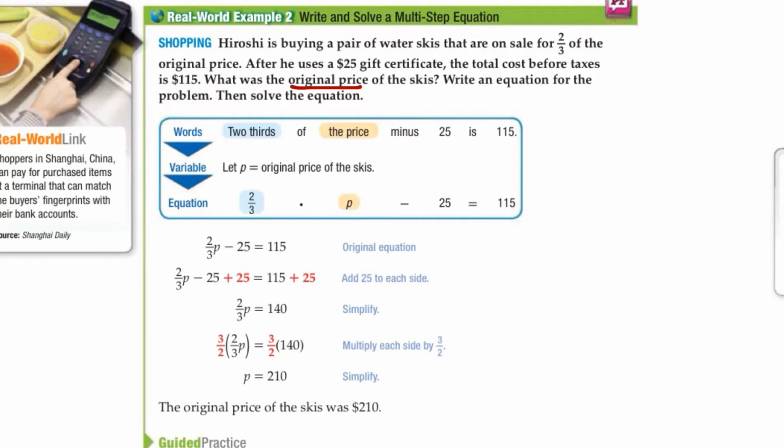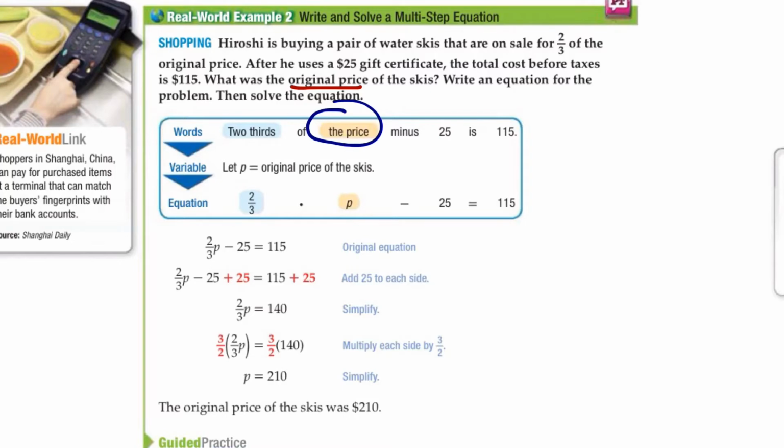So our whole goal is to find the original price of the skis. Well, we're back to kind of the last section where it's words, variable, equation. 2/3 what? It is 2/3 times P. Why? Well, it says right here that the water skis are 2/3 of the original price. So 2/3 times P. Well, what does P stand for? P stands for the original price because it's 2/3 times the original price.